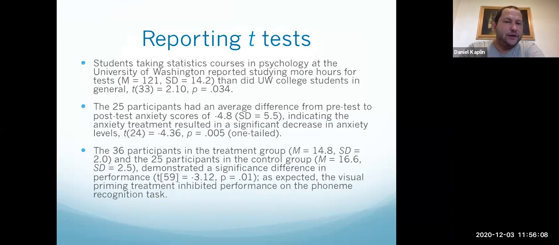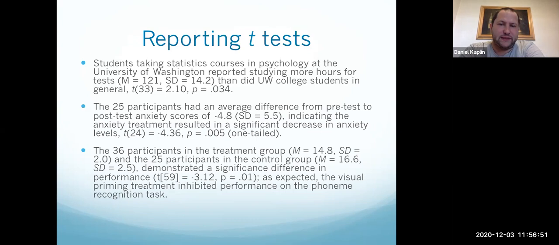Other examples include: students taking a statistics course in the psychology major at the University of Washington reported studying more hours for tests than did University of Washington college students in general. So now we're comparing psychology students relative to the general student body. I want you to think about what kind of test that is. And in class, I will ask you which of the 3 versions of t-test that was.